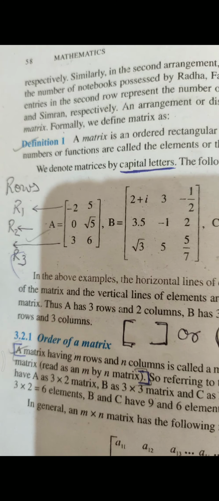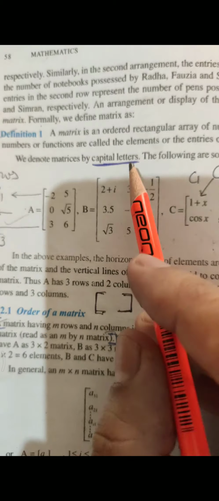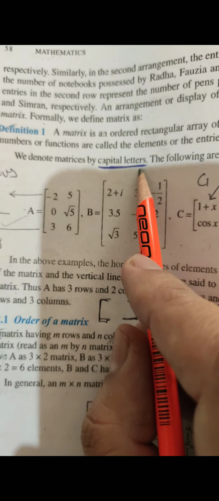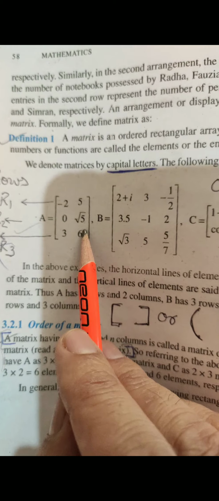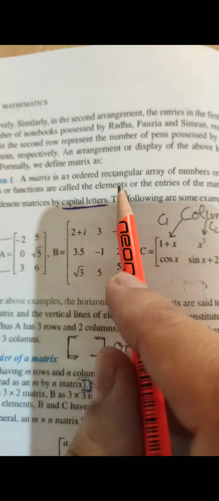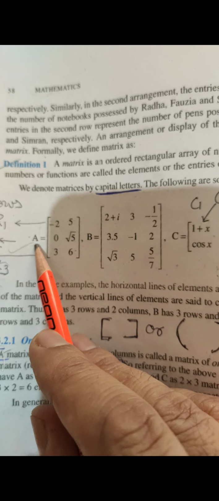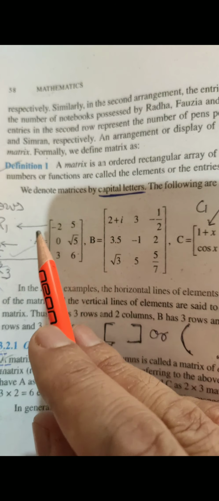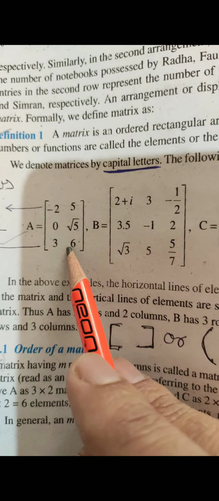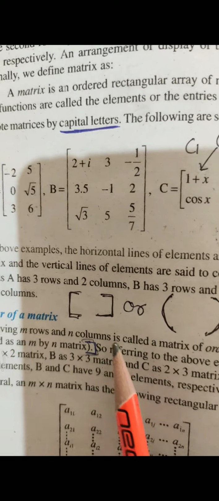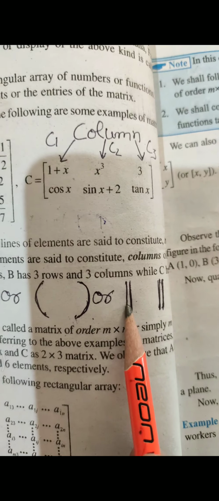Just now I explained what a matrix is and how we represent it: we give its name by capital letters. Whatever numbers, functions or expressions we write are known as the elements or the entries of the matrix. A matrix is always represented by a capital letter, equal to, with a rectangular bracket. In place of the rectangular bracket, in an exam they can also give round brackets or other such bracket signs.